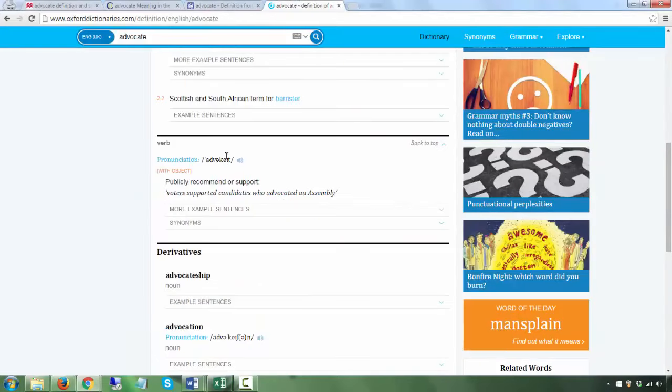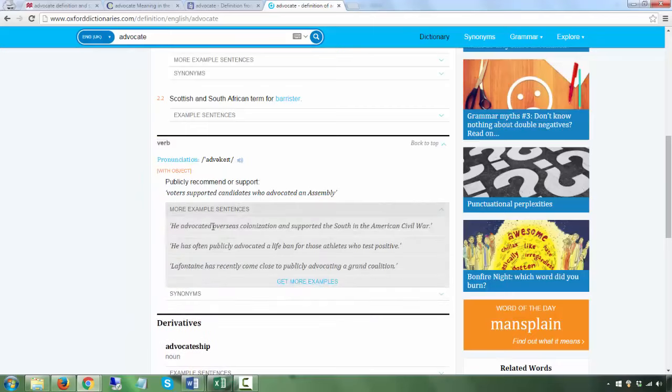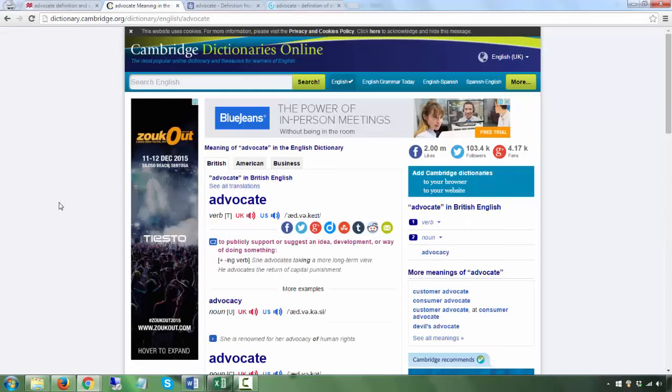Let's go to Oxford. Okay, the verb here, advocate, again, this is a noun. In more examples they give you advocate colonization, the noun. Advocate a life, it's a noun. Advocate Grand Coalition, a noun. Okay, and then we can go to Cambridge Dictionary. Here is actually where they show you a pattern that the other 3 dictionaries do not. Now why does Cambridge Dictionary show you this pattern whereas the others do not?